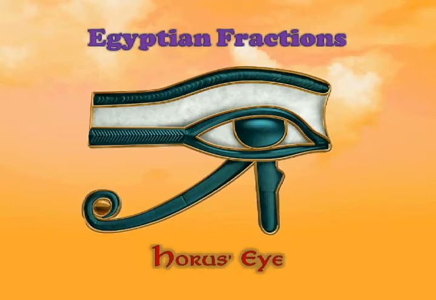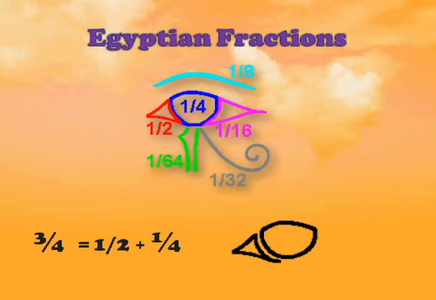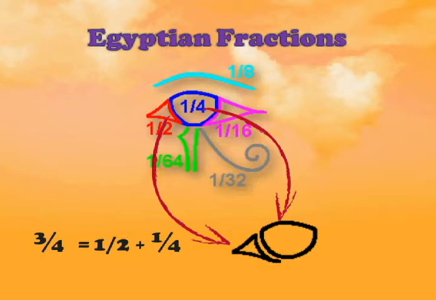For several fractions, the ancient Egyptians used the pieces of the Horus eye to describe the fractions. For 3/4, we should change it into half plus quarter. The symbol will be like this. It comes from parts of the Horus eye, which is half and quarter.